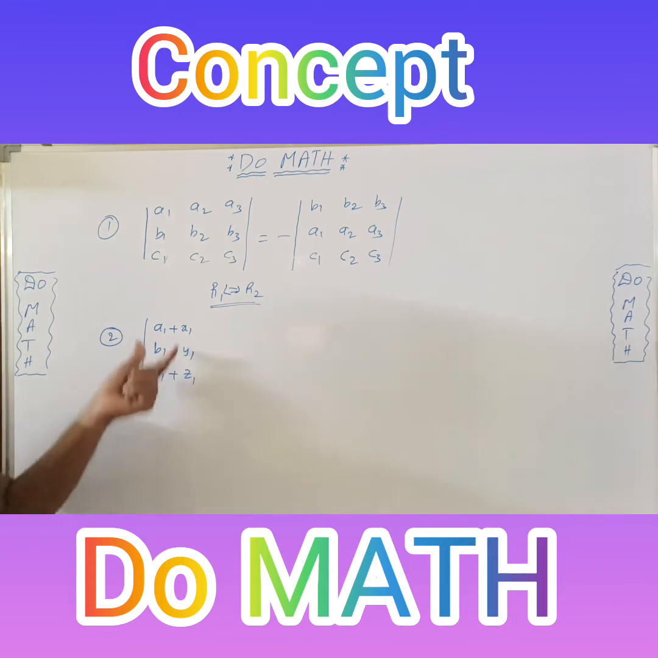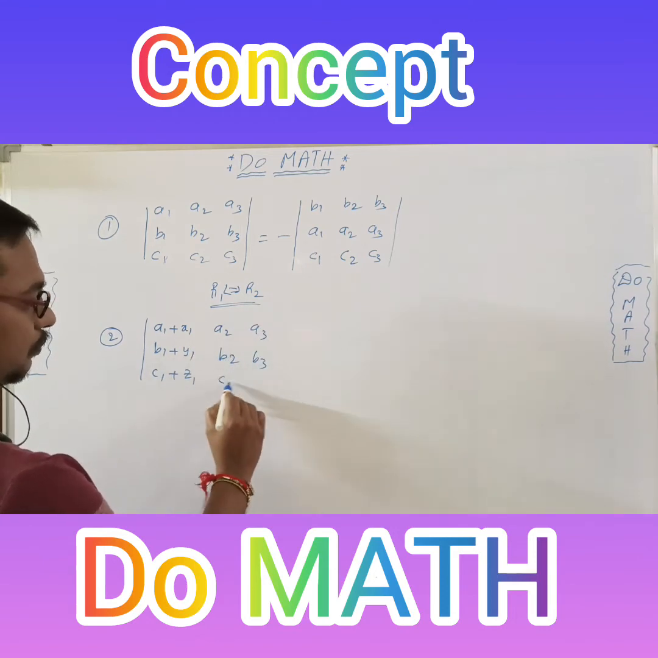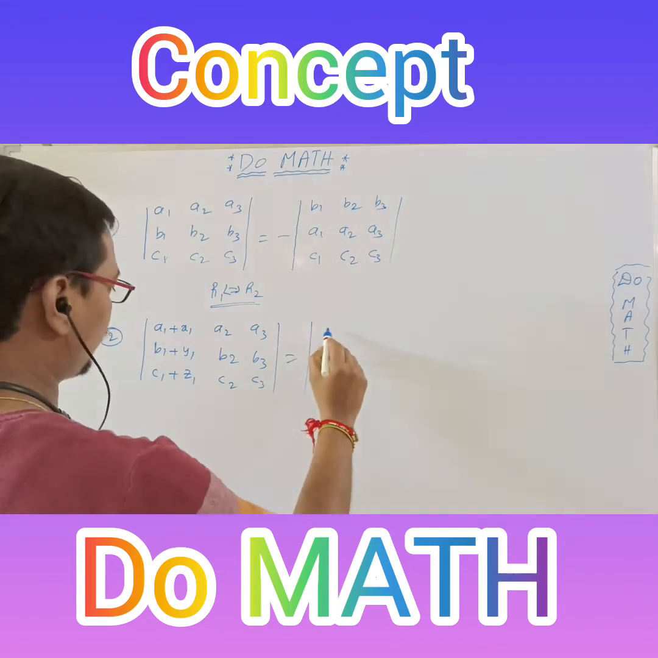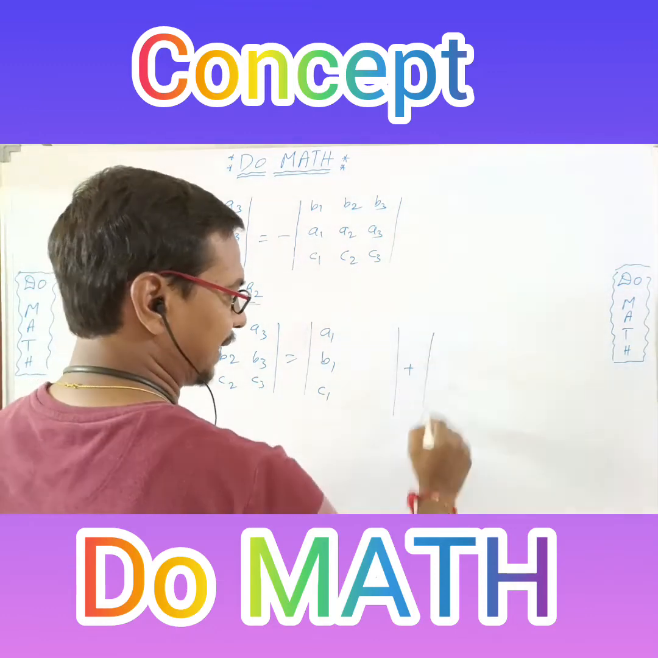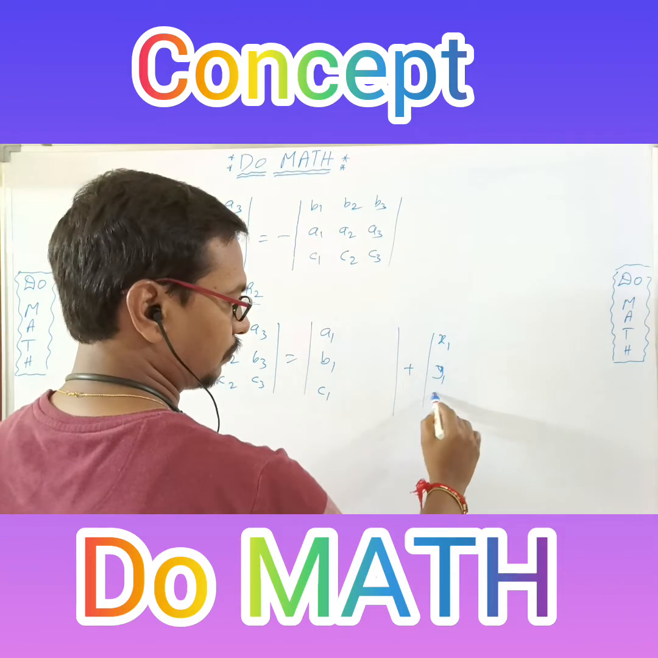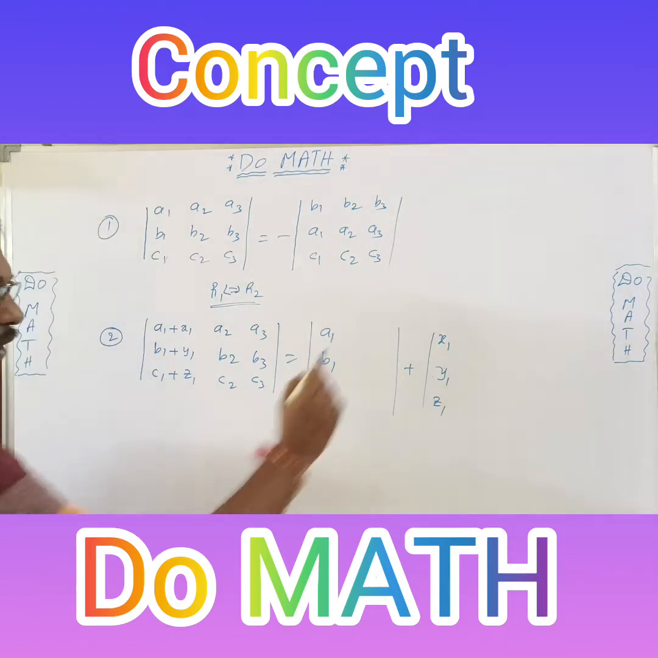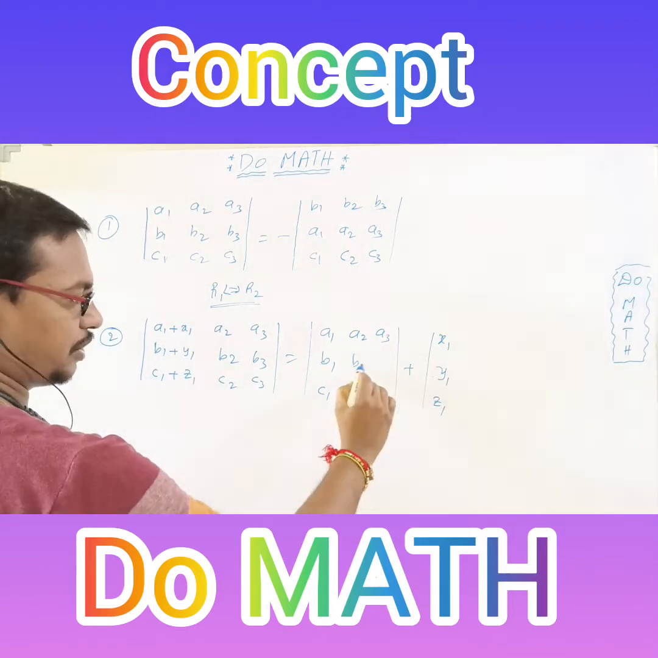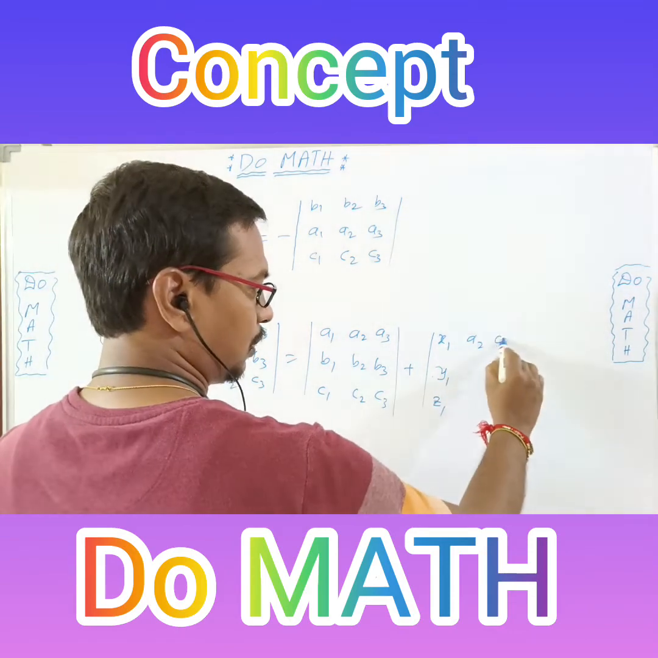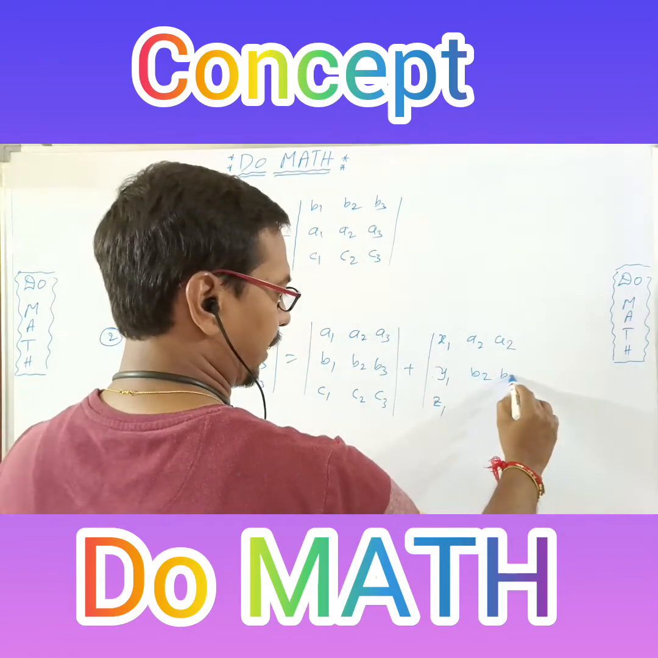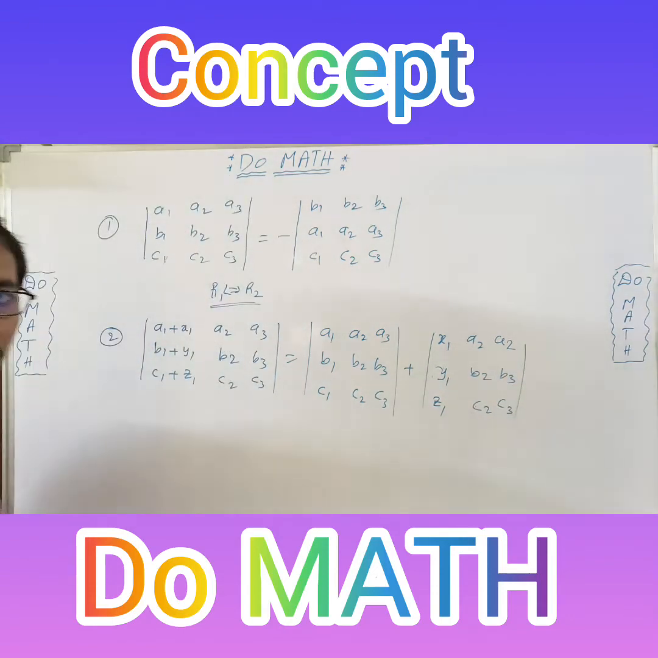If the elements in the first column are sums of two elements, we can express it as the sum of two determinants: first elements as the first column and second elements as the first column, and the remaining two columns as they are. So this is another property. In any row or any column, if the sum of two elements is there, we can write the sum of two determinants like this.